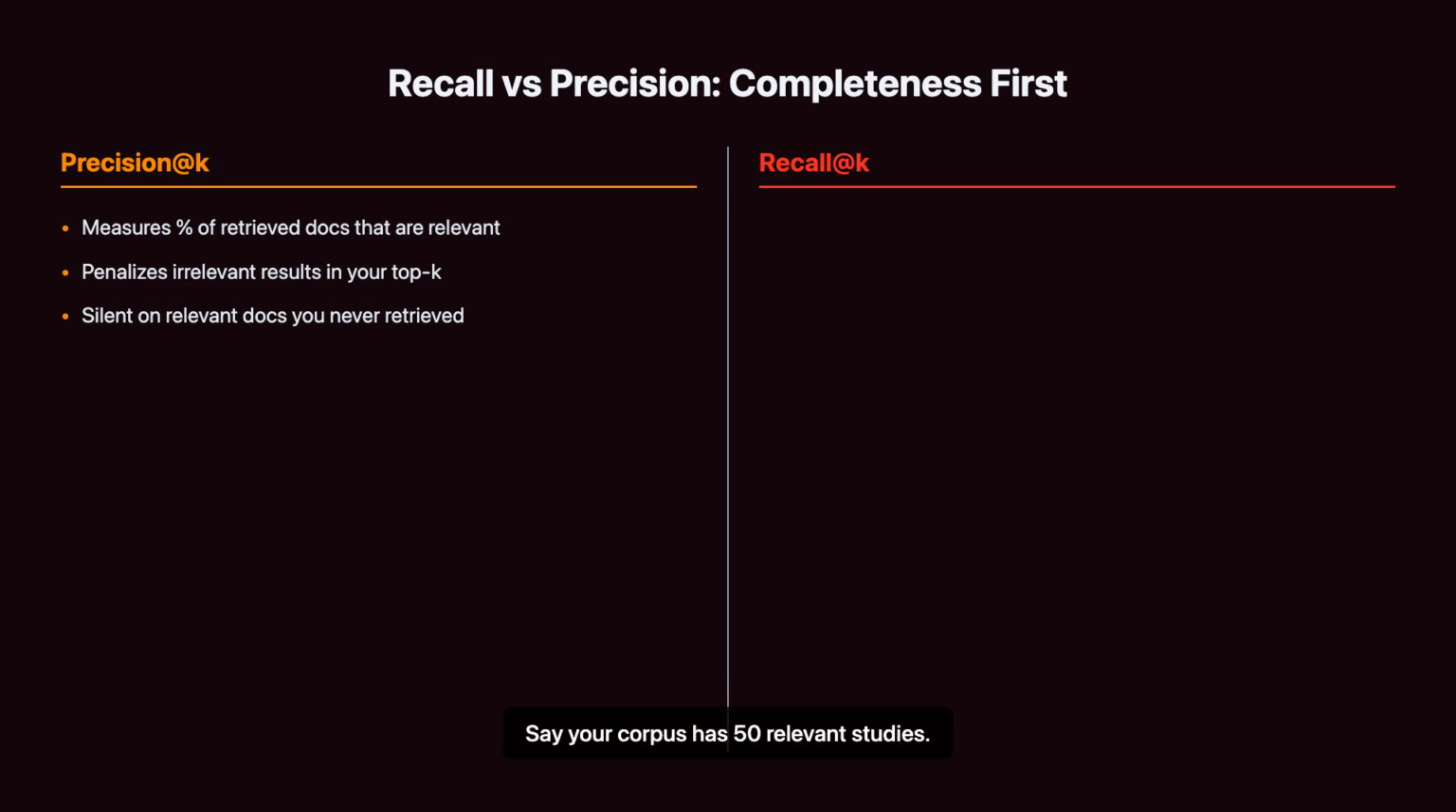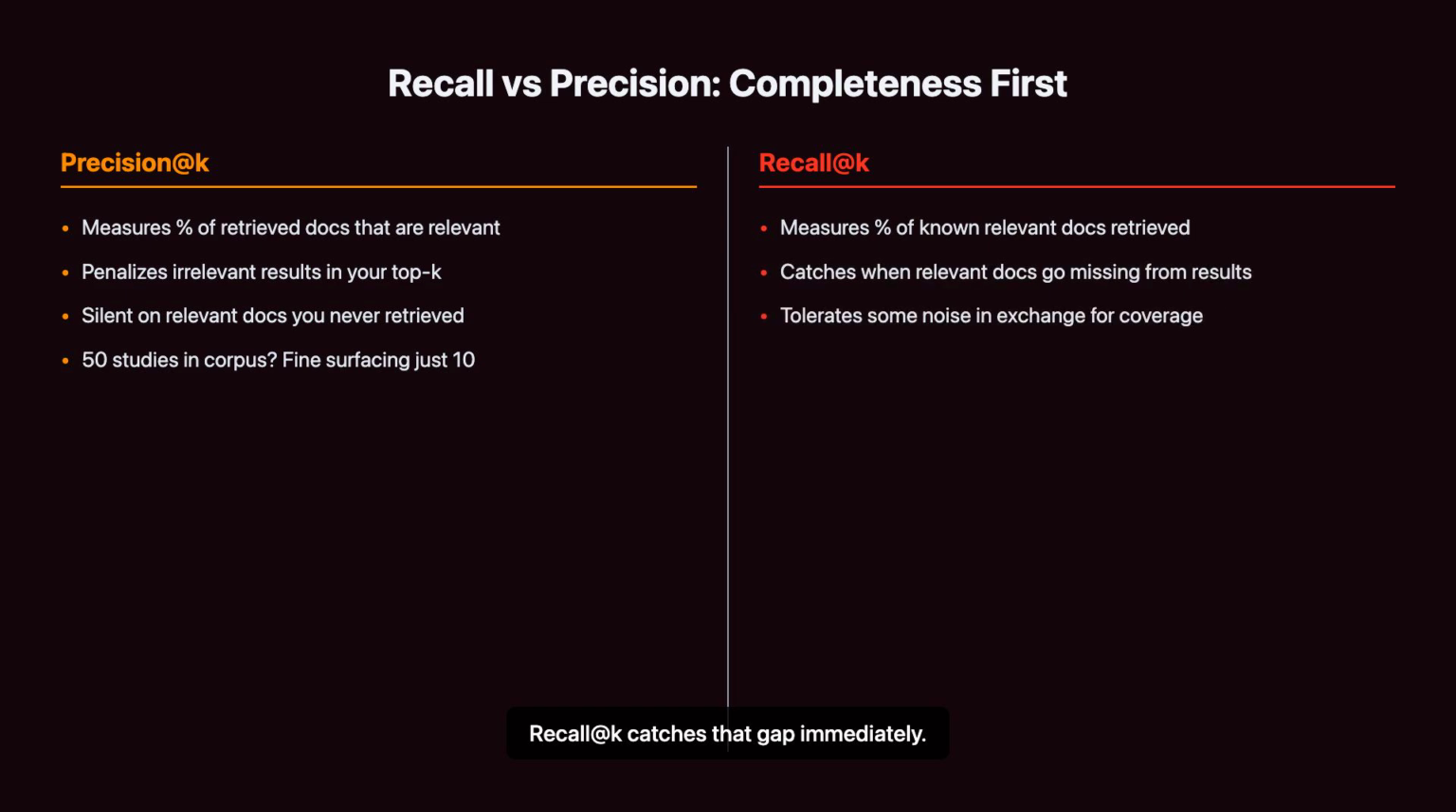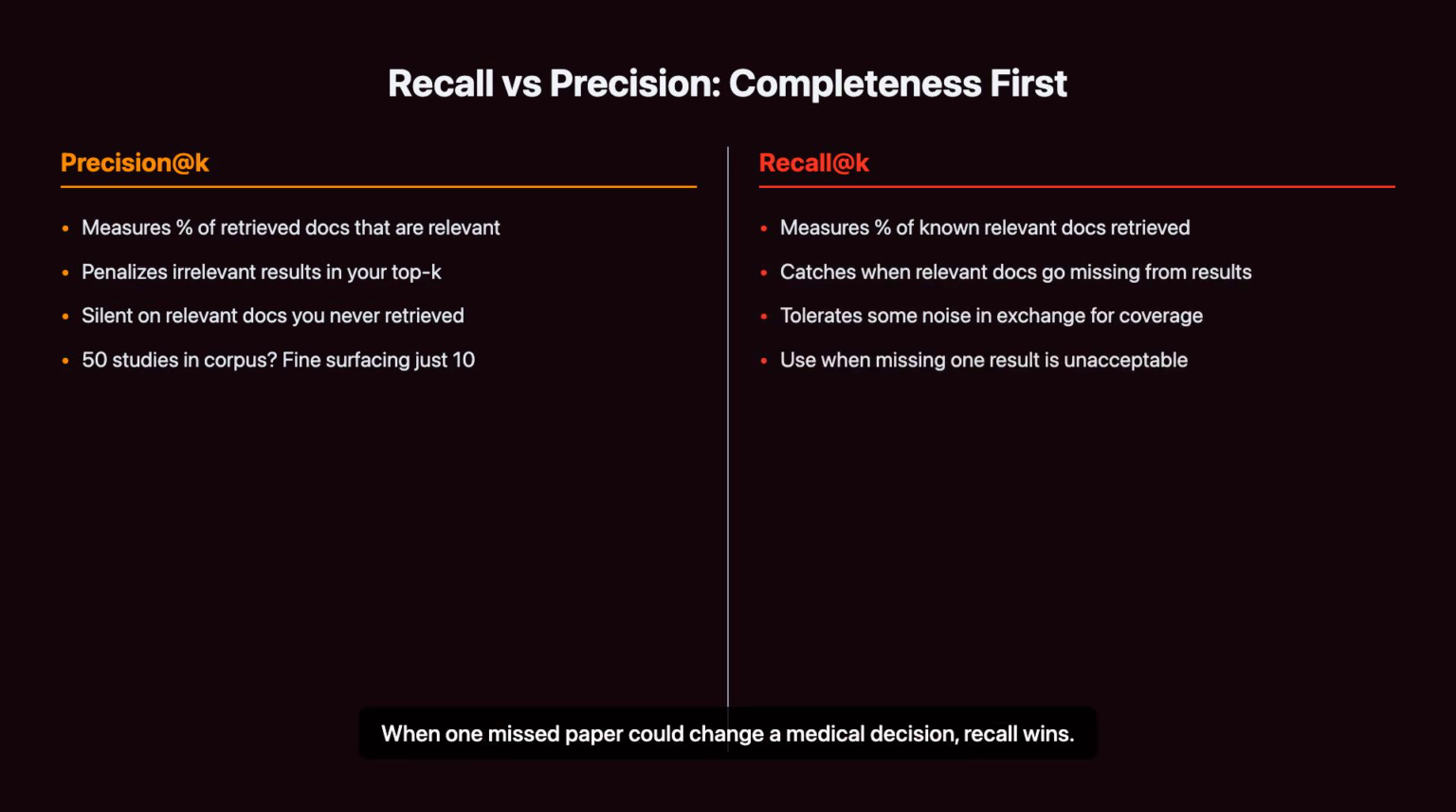Say your corpus has 50 relevant studies. Precision at K doesn't care if you only surfaced 10 of them. Recall at K catches that gap immediately. When one missed paper could change a medical decision, recall wins. That's why precision sounds rigorous but measures the wrong thing here.